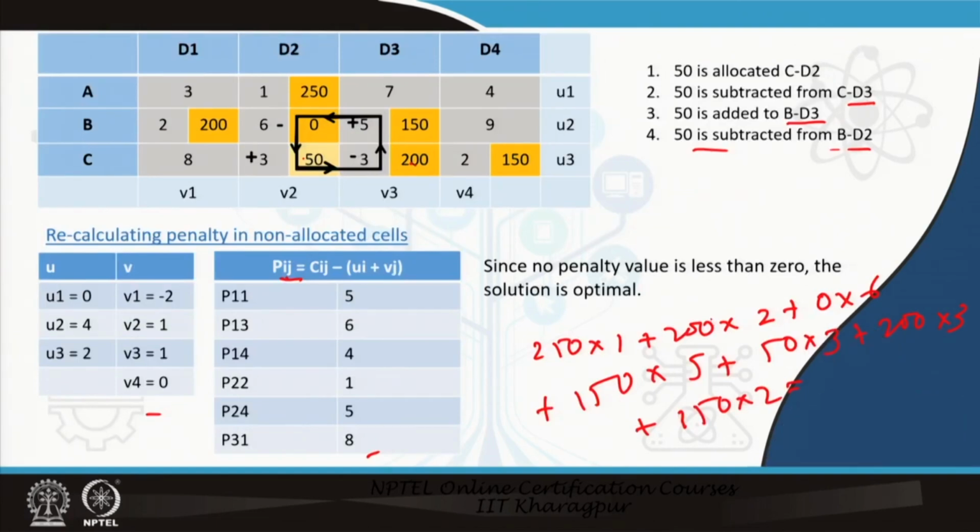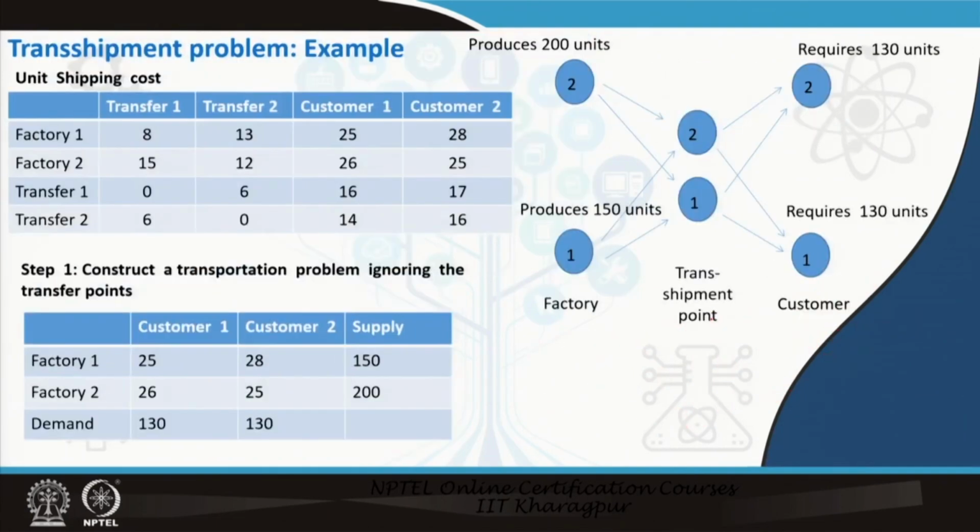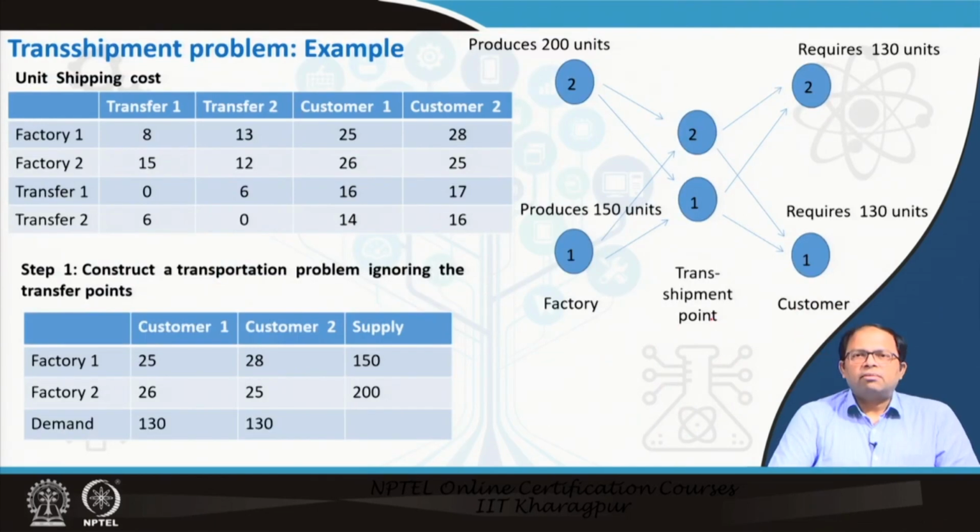Now we have already discussed the transshipment problem. We will also solve it by converting it into a transportation problem. I will explain that with an example. We have two factories. Suppose this one produces 200 units, and this one produces 150 units. These are the two transshipment centers, and we have two customers. Both of them require 130 units.